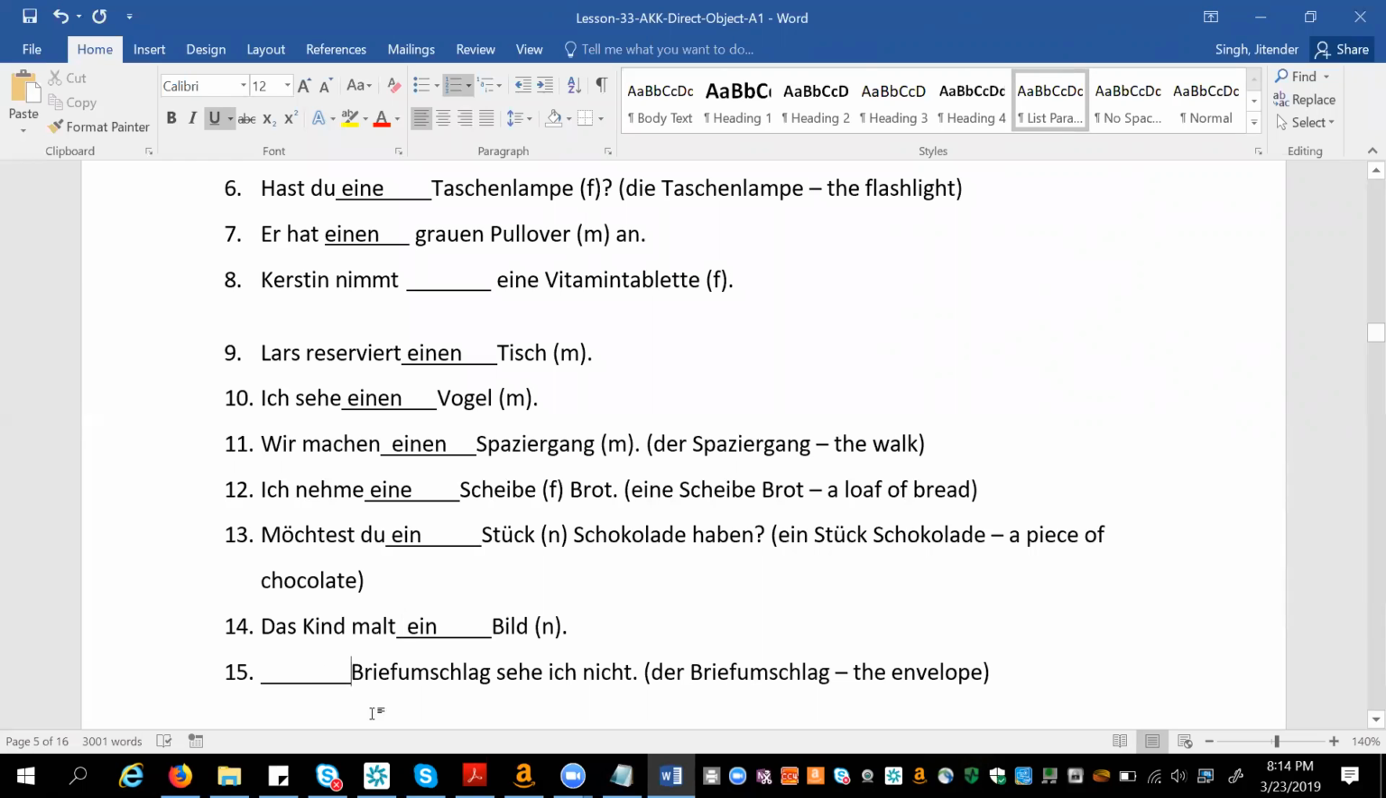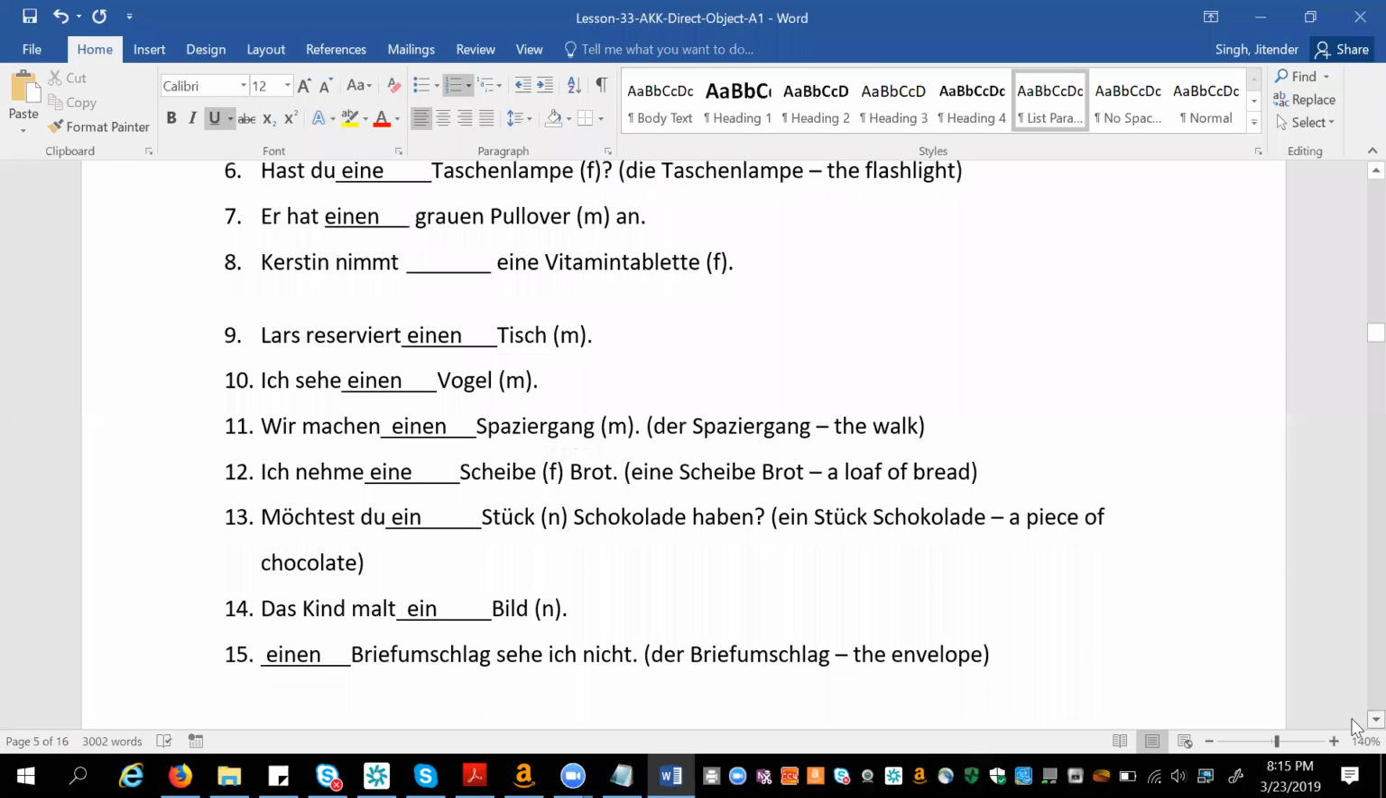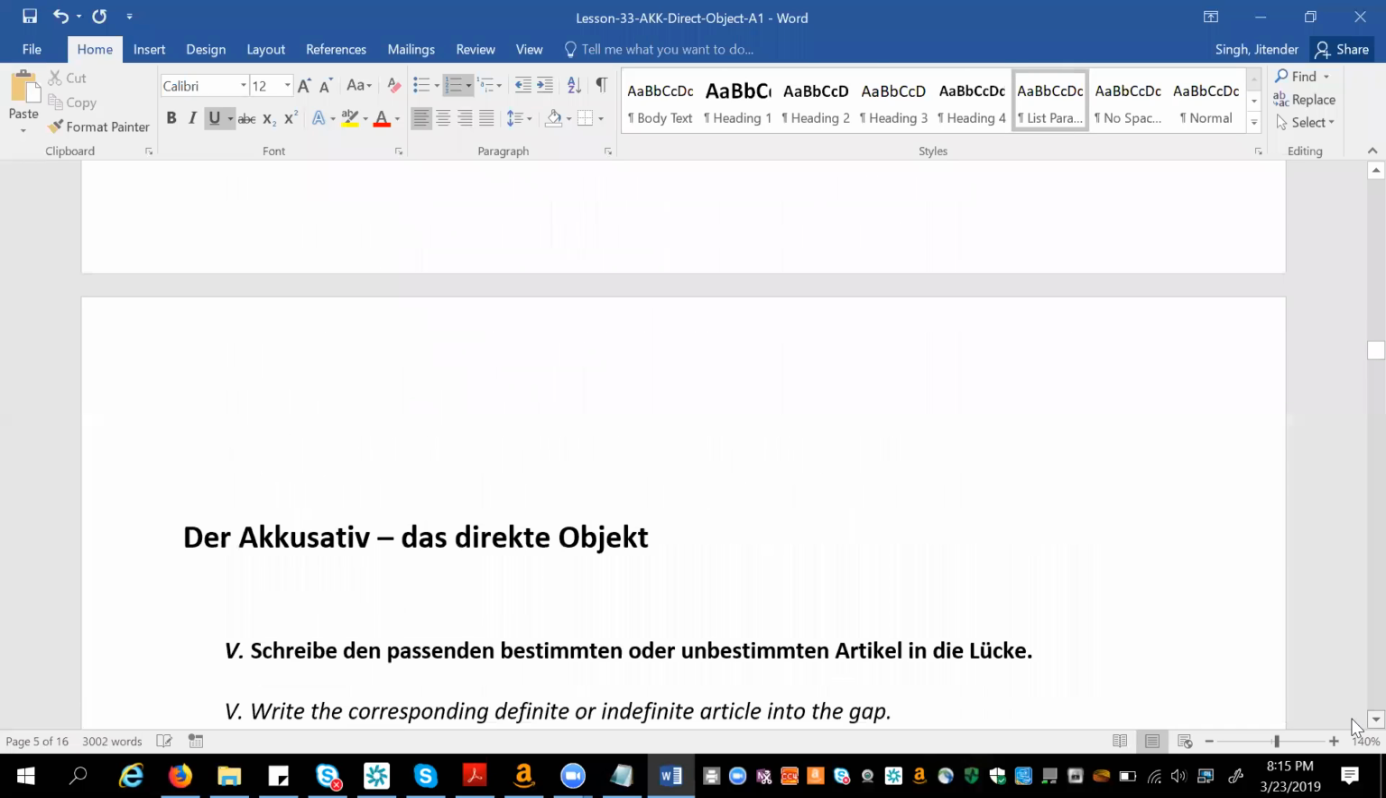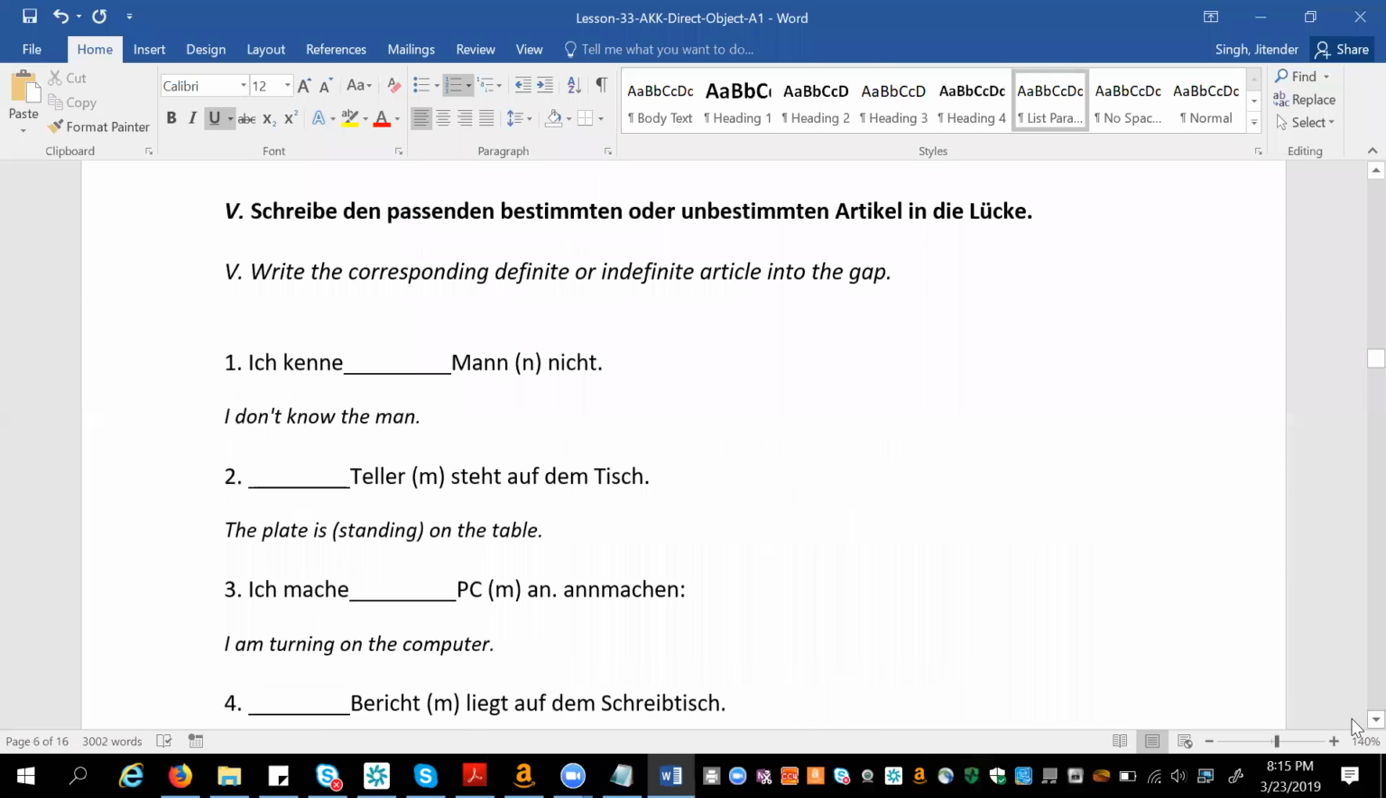I don't see the envelope. Brief, Umschlag means envelope. So it is einen. Ah, perfect. Guys, perfect. You have understood this case. Awesome. All right. So write the corresponding definite or indefinite article into the gap.